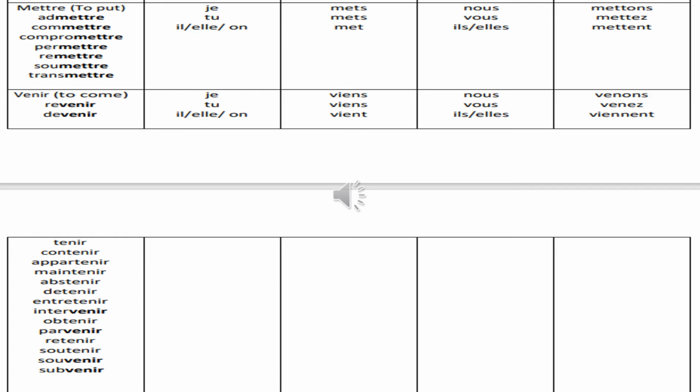If I know how to use the verb venir, to come, I can use revenir, to come back, devenir, to become, tenir, to hold, appartenir, to belong, souvenir, to remember, retenir, to retain, obtenir, to obtain, intervenir, to intervene. So all those verbs follow the same patterns. So that's what I always ask my students to do.